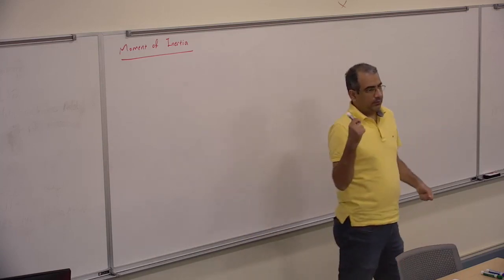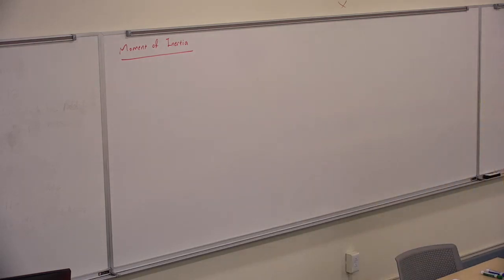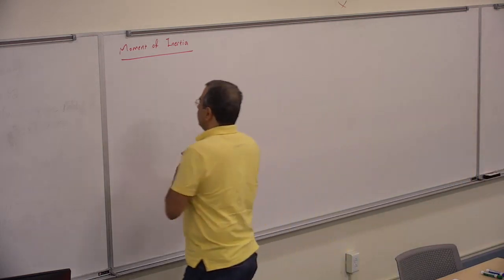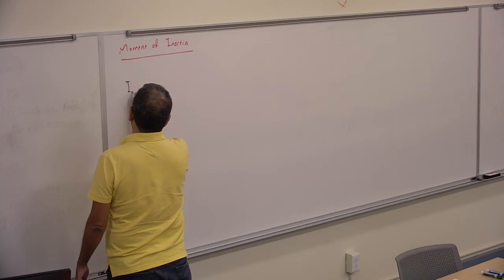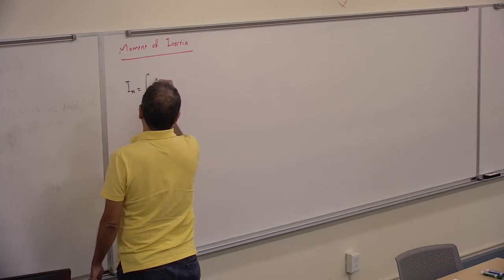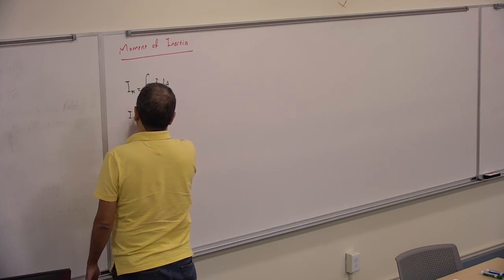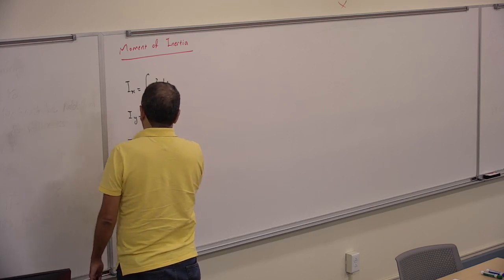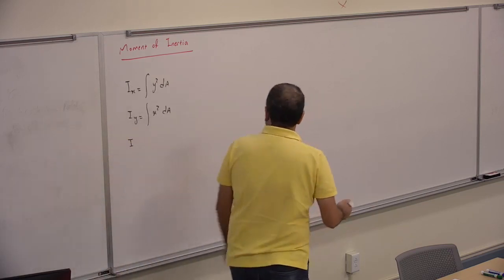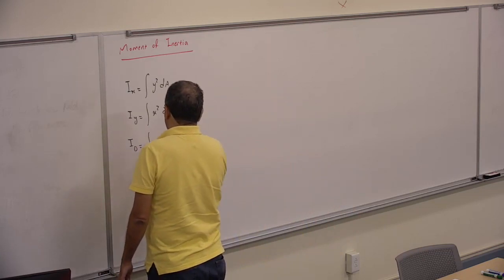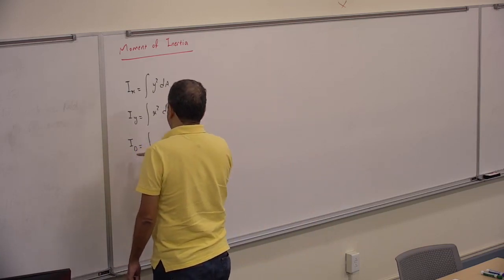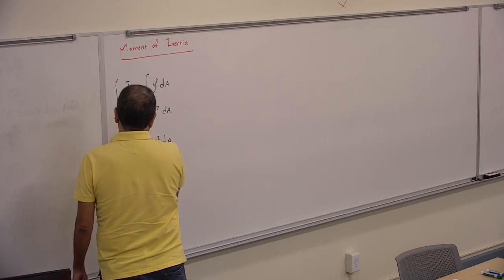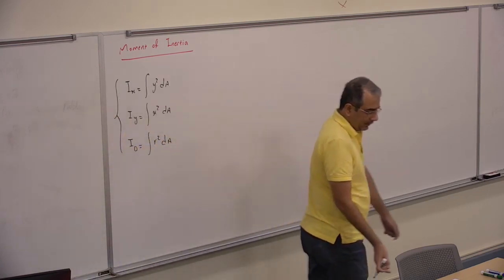Okay, so last time we started to talk about the basics of the moment of inertia, so how we can actually calculate them. Just a very quick reminder, the moment of inertia about x is the integration of y squared dA, or the integration of x squared dA, or if it's going about the origin, it's going to be r squared dA. So these are the three equations that we have for calculating it.